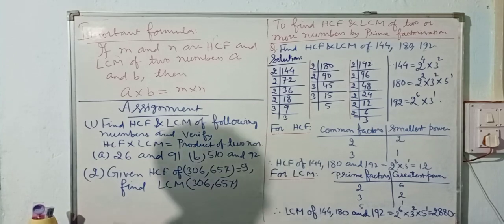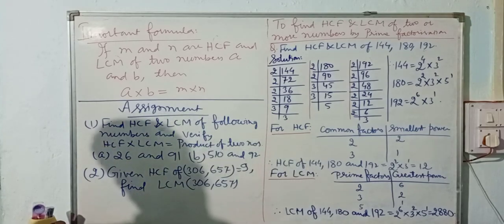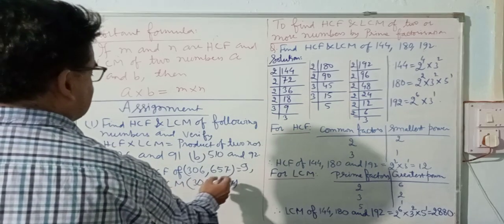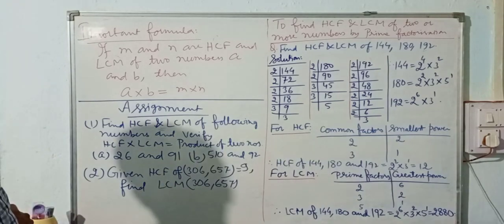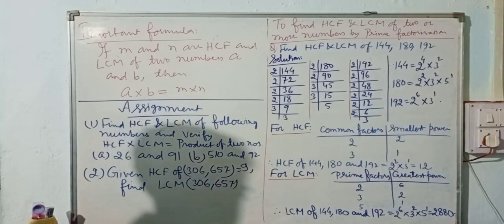HCF of 306 and 657 is 9. Find the LCM of 306 and 657. Thank you.